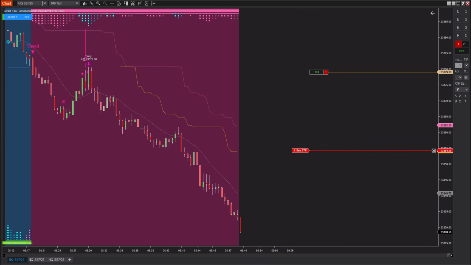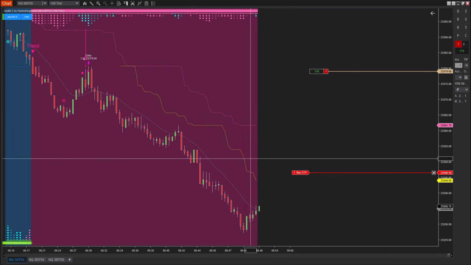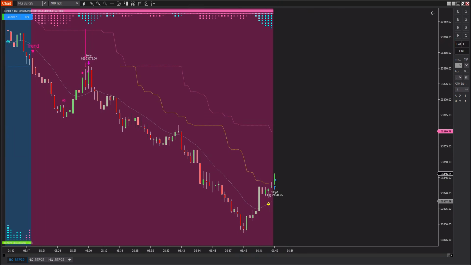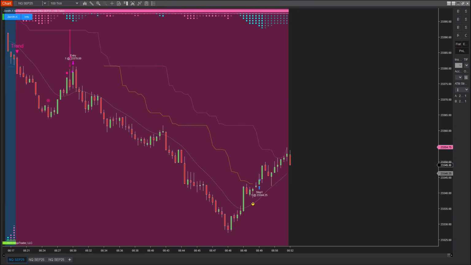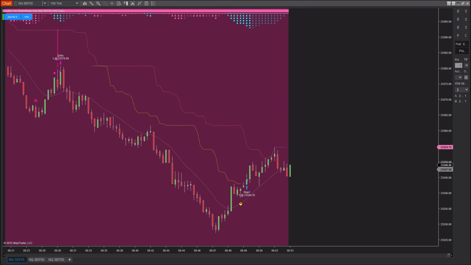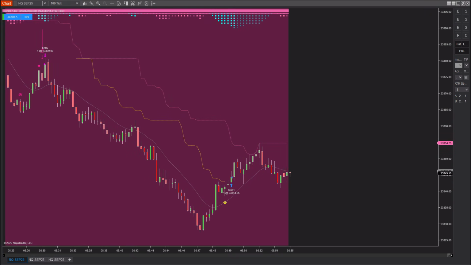The system activates the trailing stop only when sufficient momentum is present, allowing you to stay in strong moves longer and avoid unnecessary exits during low energy periods.